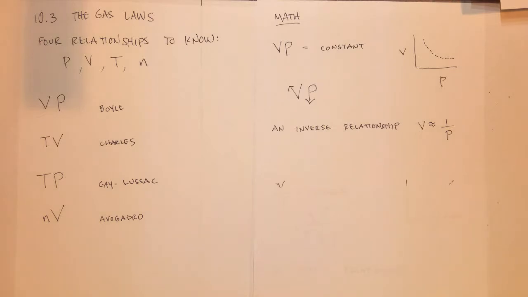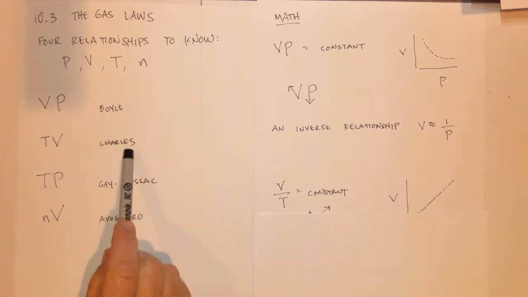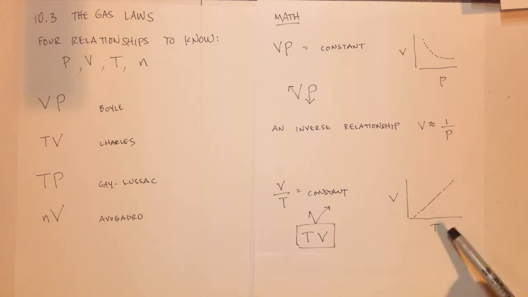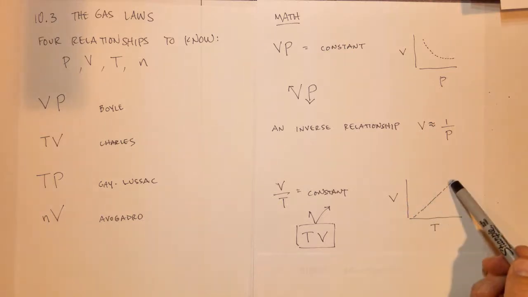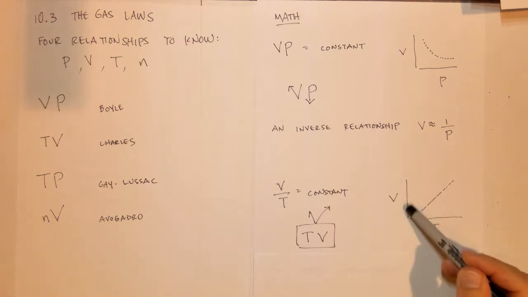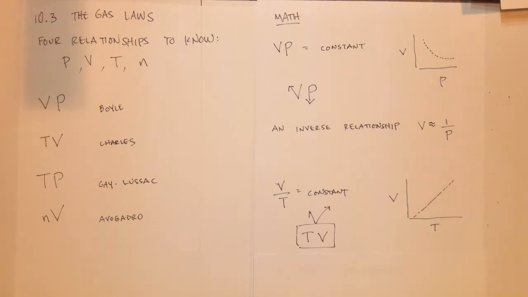The second one is the relationship between volume and temperature, known as Charles' law. Volume and temperature are directly related to one another. If you graph volume versus temperature while you're holding pressure and number of moles of gas constant, you'll get a straight line going up and to the right. If you increase the temperature, you increase the volume, or if you increase the volume, you increase the temperature. It is a direct relationship.